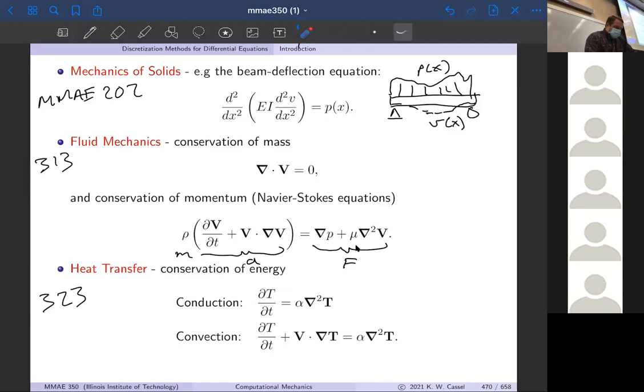Now, I will answer the question for this one. Is this linear or nonlinear? The answer is it's nonlinear because you've got the V dot del V. So this is like a V times V. So that's nonlinear. And that causes us all kinds of problems. The conduction only form is linear, but the convection form is nonlinear because it's got this V dot del T in there.